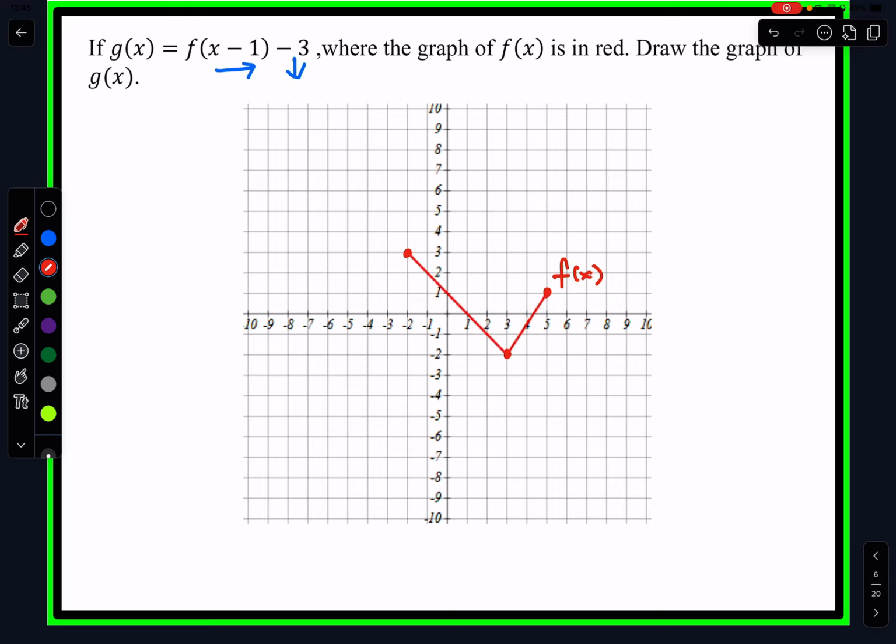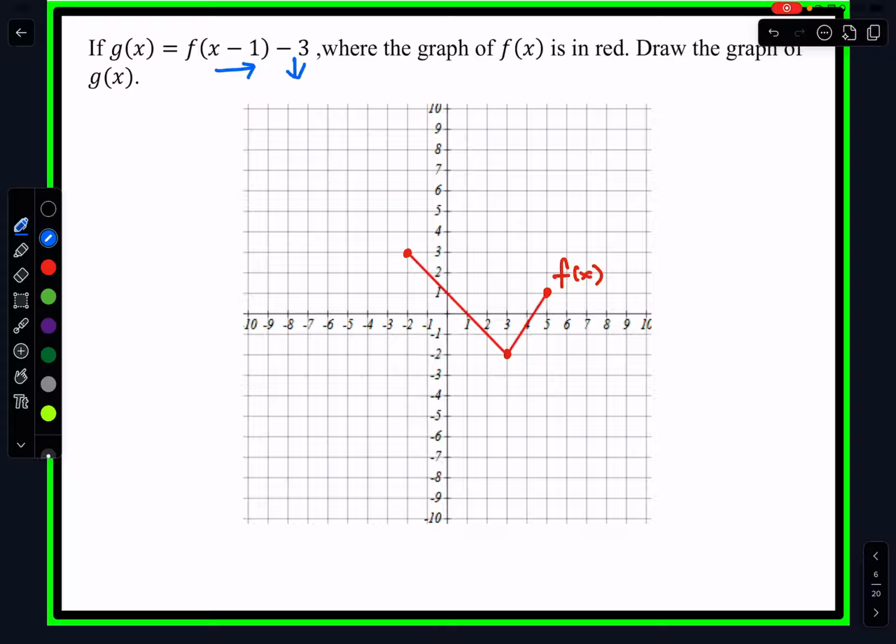So avoid that. Either start with the point on the left or start on the point on the right and connect them in sequential order from left to right or right to left. I'm going to start here with this left point and then simply connect my points going to the right. So I'll start by first plotting the transformation of that point by moving it, like I mentioned earlier, 1 unit to the right and 3 units down.